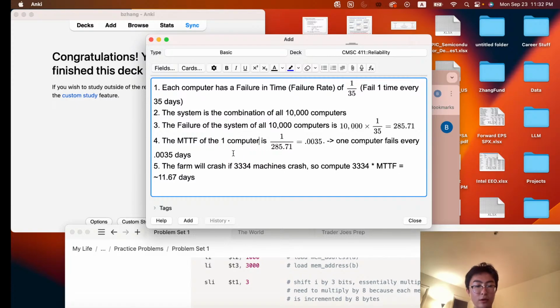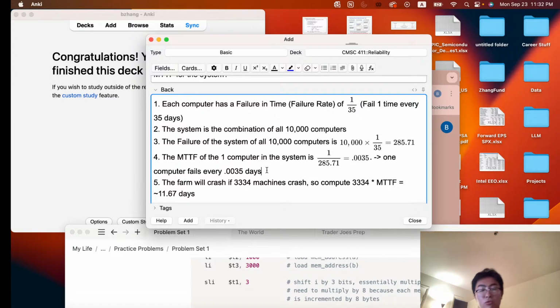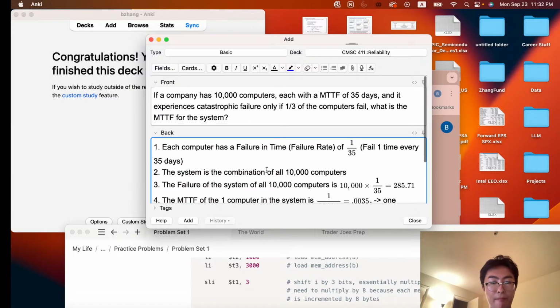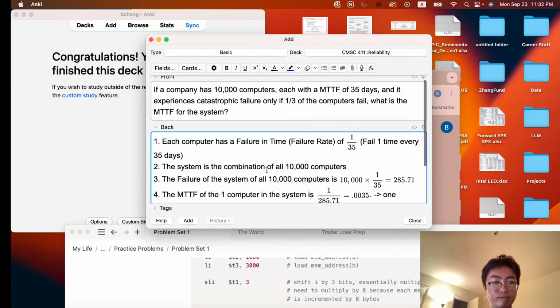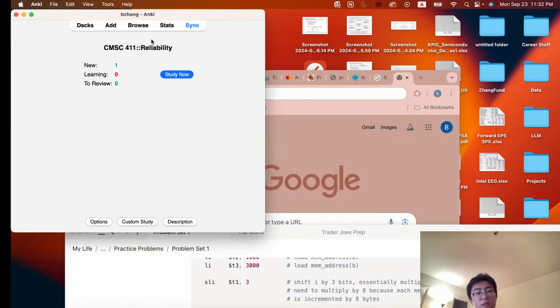One computer system is, yeah, to double check.